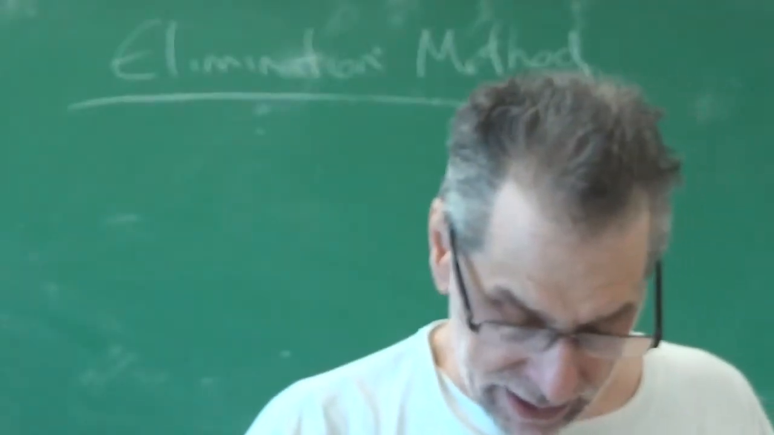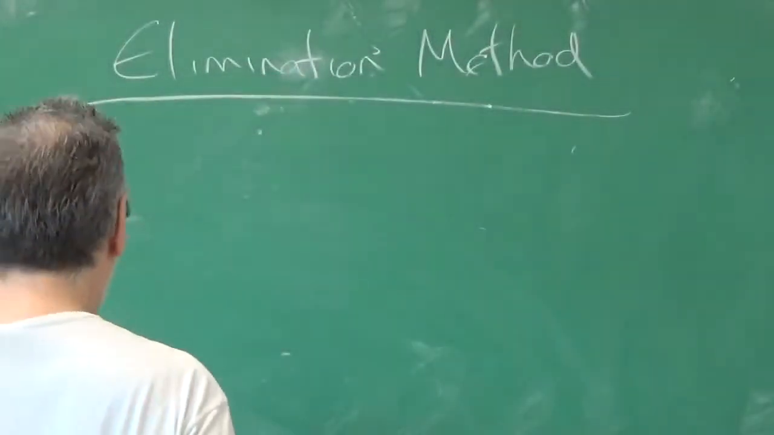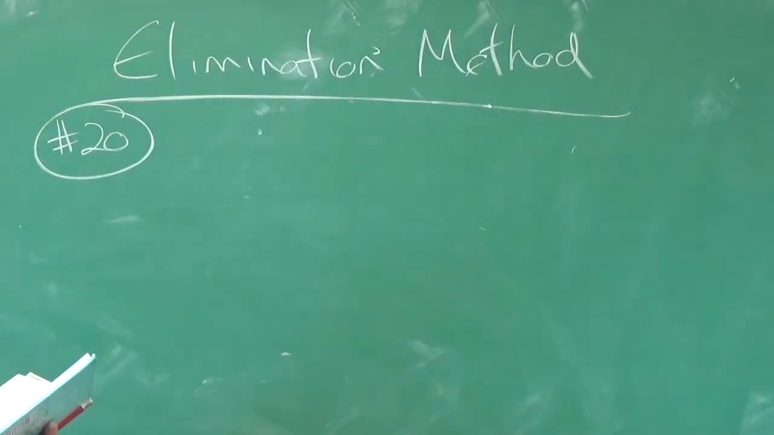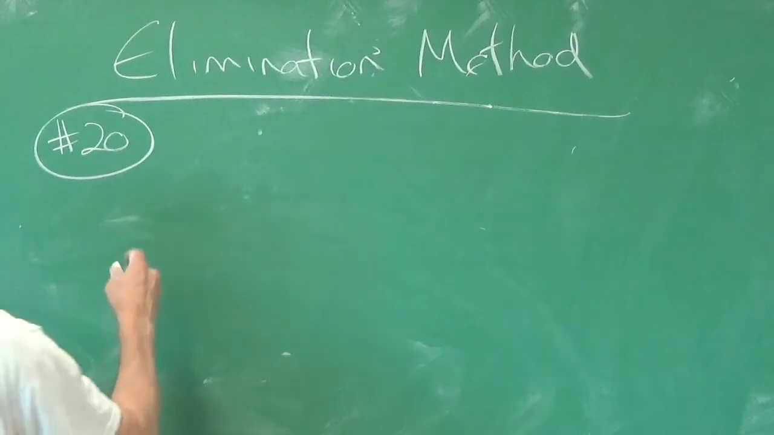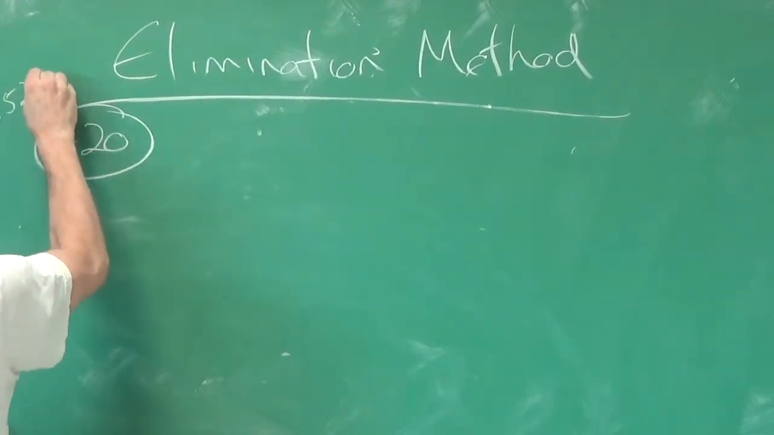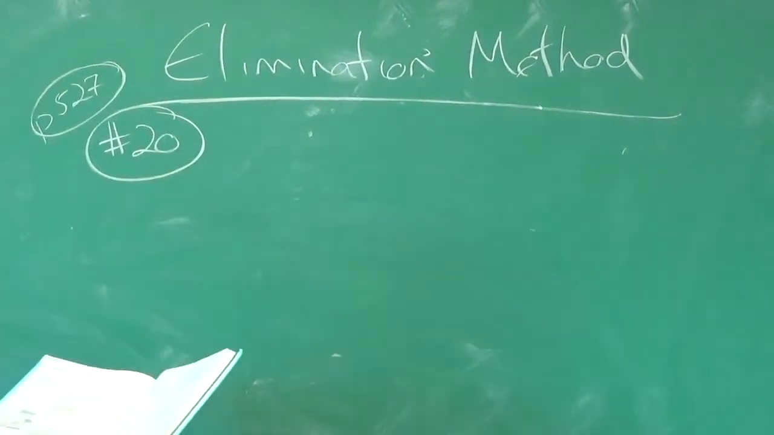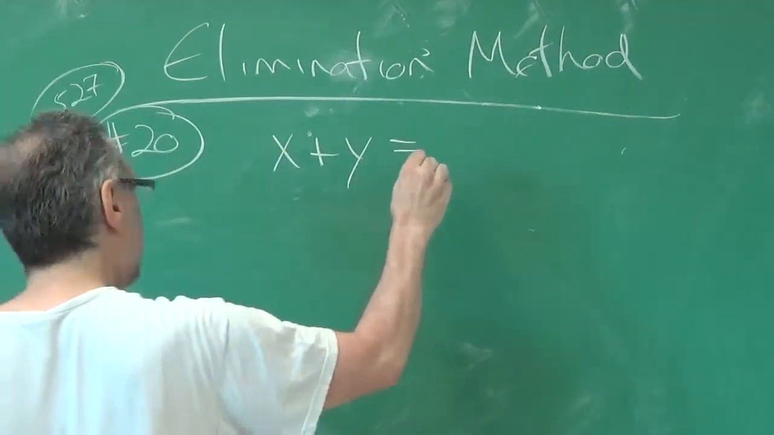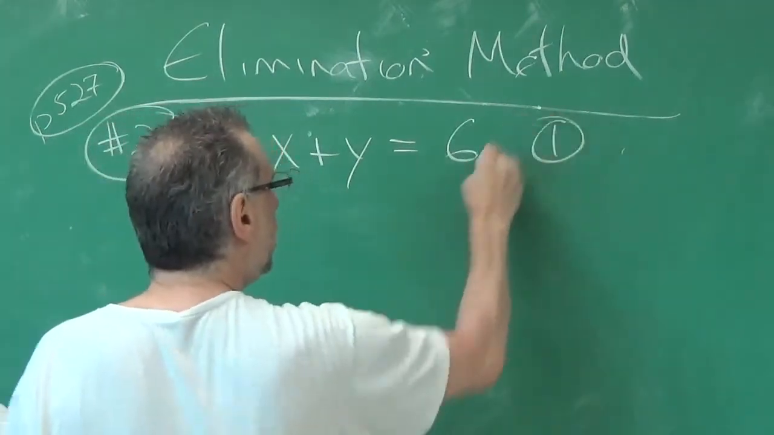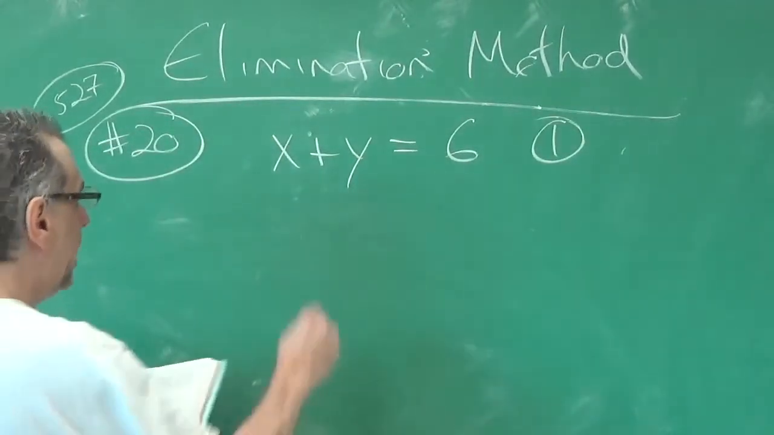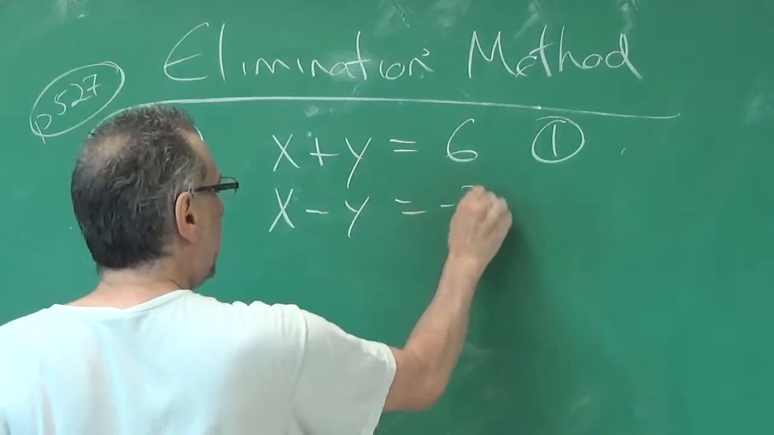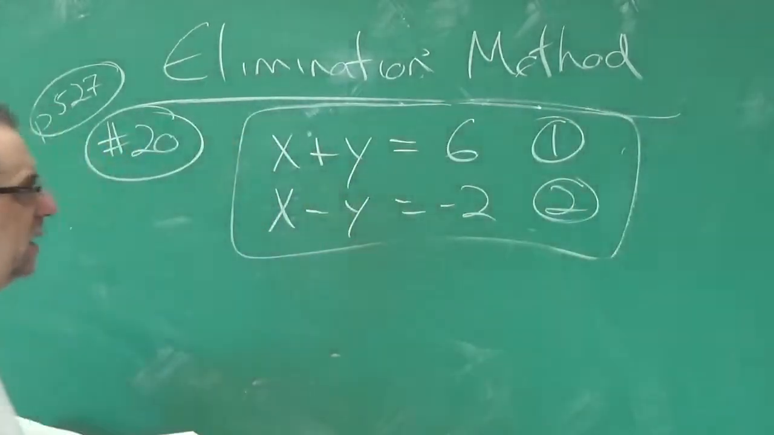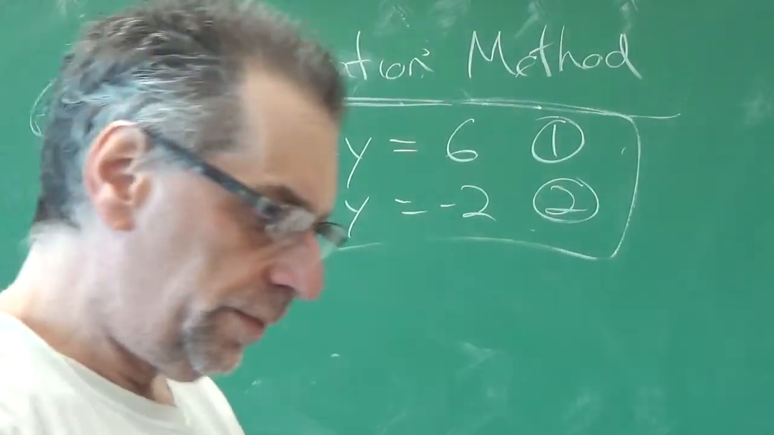So let's look at an example of this. We'll look at a couple, one easier than the next. The first one is number 20, page 527. Again, the goal is the same. We're given a system of two equations. This time we have x plus y is 6, equation 1, and x minus y is -2, and we'll call that equation 2. So that's a system of two equations with two unknowns.